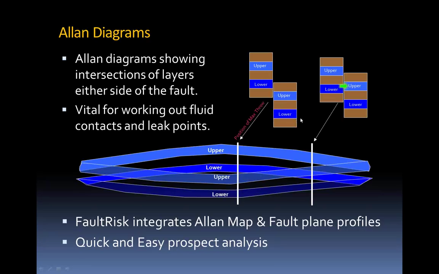As you move along the fault, we have a more complicated juxtaposition to represent. So if we assume that sand on sand juxtaposition leaks, we can use the upper sand. We can see the upper sand will trap a much larger column than the lower sand. And working out these fault plane diagrams is a key factor in fault seal analysis. What FaultRisk does is to integrate the Allan map and the fault plane profiles to come up with a prospect analysis method that's quick and easy to use.